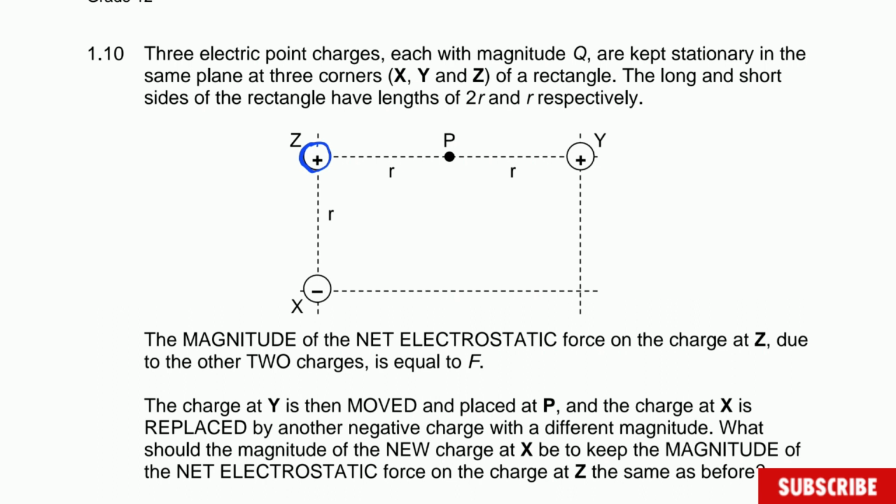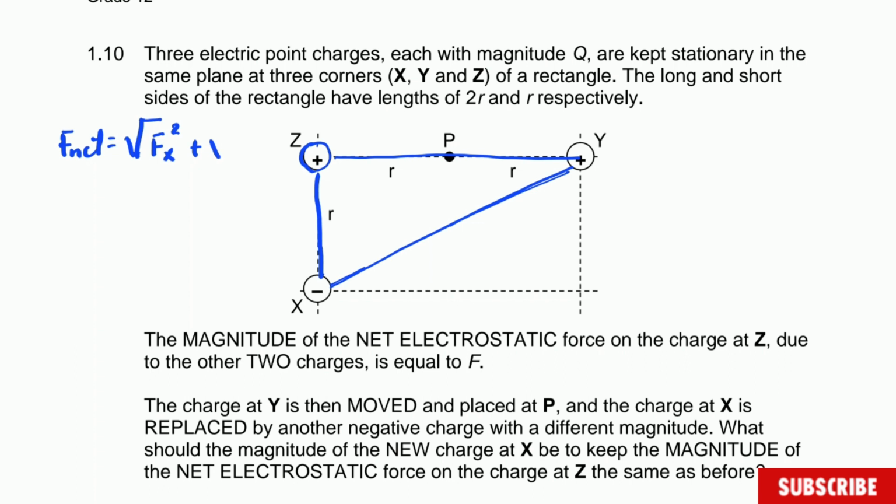Now, I want you to note that this one here will form a right angle triangle, okay? So when you calculate the magnitude of the net electrostatic force at that point, it is going to be equal to the square root of the electrostatic force due to X squared, plus the electrostatic force due to Y squared. This one is Pythagoras, okay? I want you to notice that because we're going to use it just now.